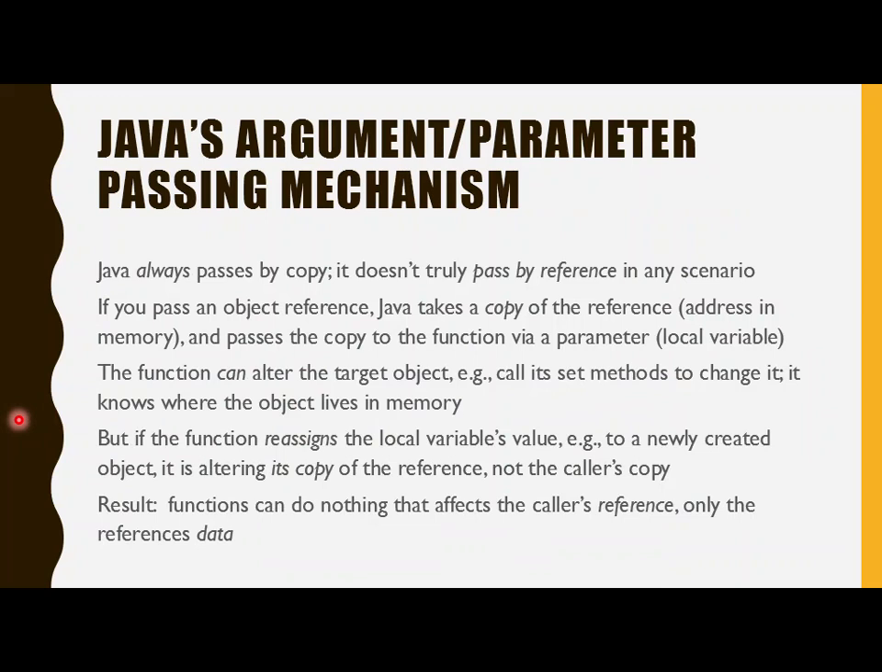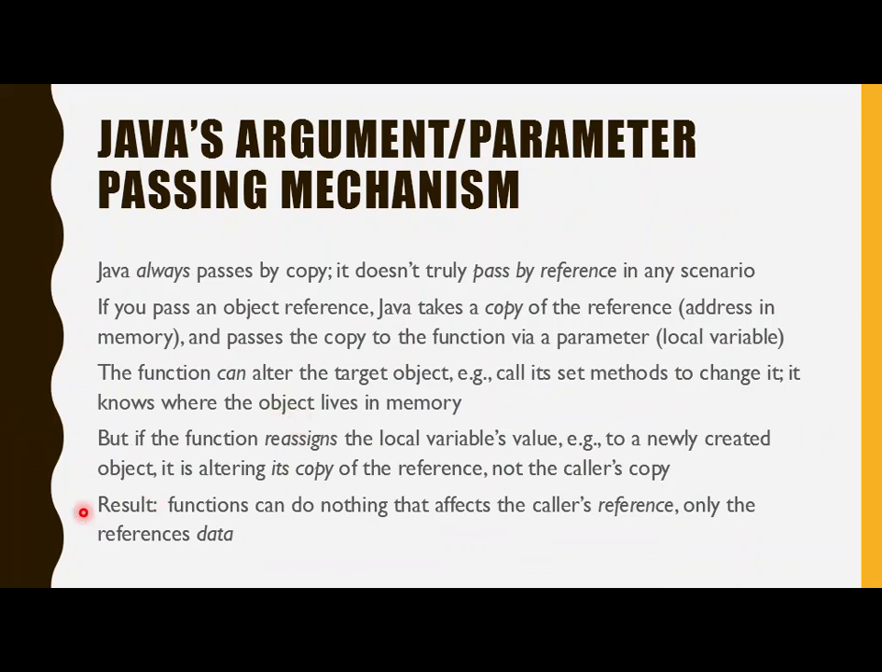So if you pass a reference, you get a copy of the reference. That's stored in your local copy. You can alter the target object. If you pass a reference to an array, you can go change that array. Or if you pass an object, you can call that object's set methods to alter that object. Absolutely. But what you can't do is change the reference itself from the caller. If the local copy of it gets reassigned, that's the local copy, and it has nothing to do with the caller.